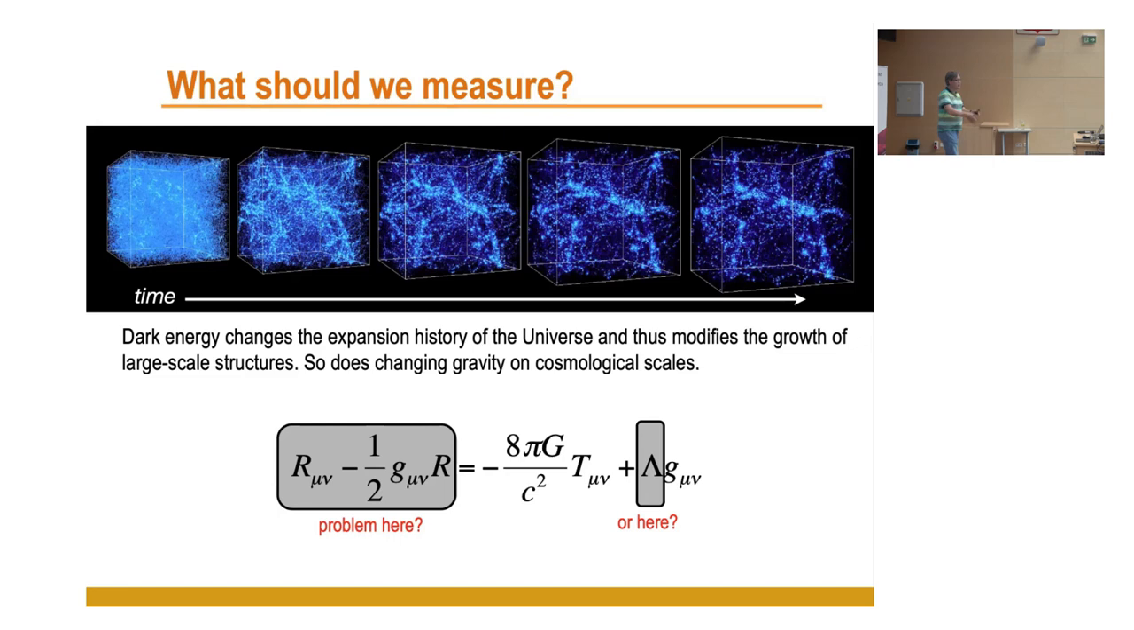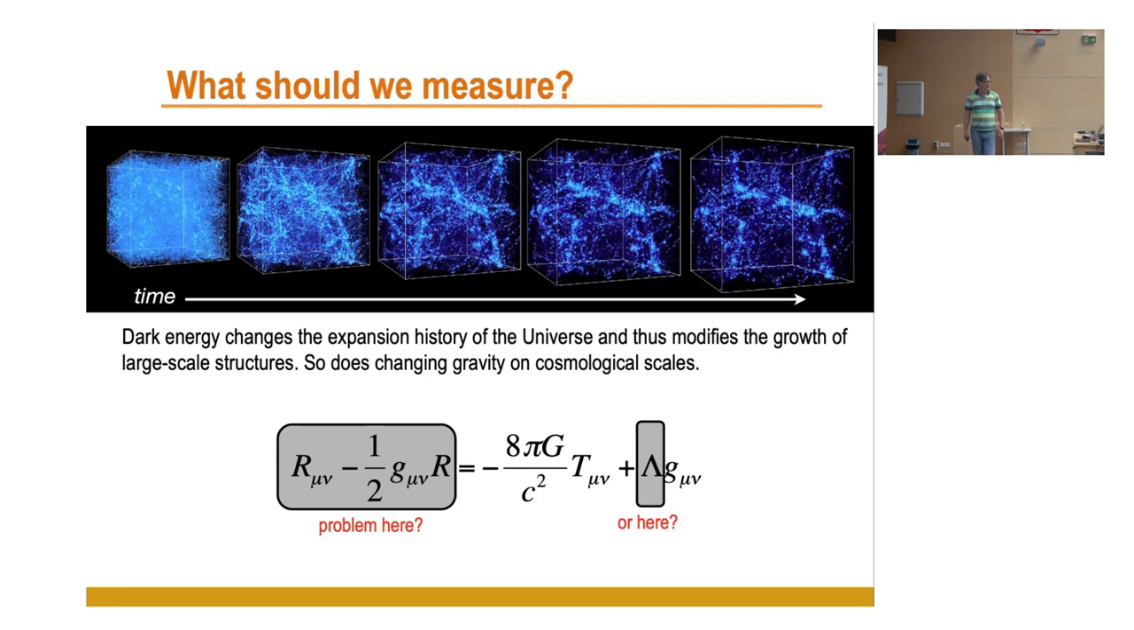And so if we can look at the statistical matter distribution as a function of cosmic time, we can compare that to models of structure formation. And it allows us to check if the problem is on the right-hand side. Is it something like dark energy, which is a container term for all possible explanations of accelerated expansion, or should we modify the left-hand side, which is gravity?